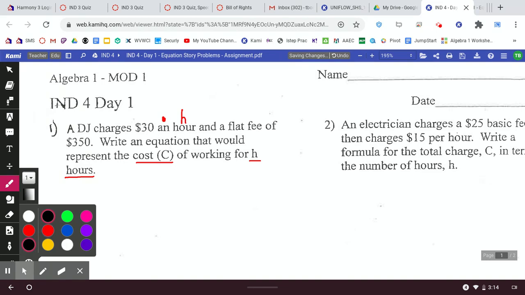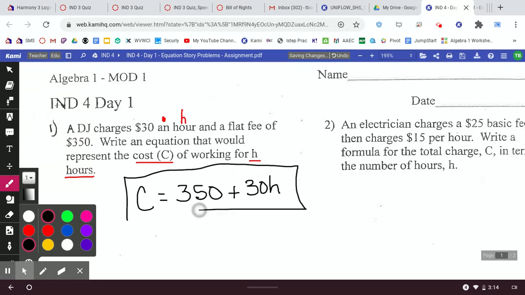Okay, it's multiplication. So we can write this equation and we can say the total cost, right? Write an equation that will represent the cost, capital C. So the cost of hiring this DJ would be the $350, which is the flat fee that he charges, plus he charges $30 an hour or per hour or times H. And since the only thing this problem wants us to do is write an equation, we're done. That equation is written. Okay?